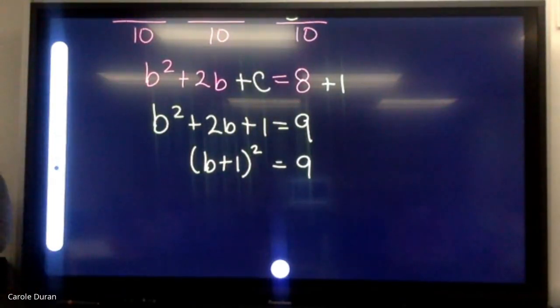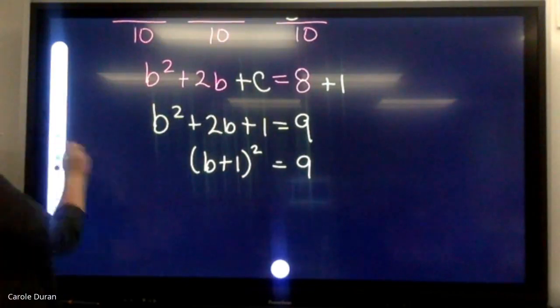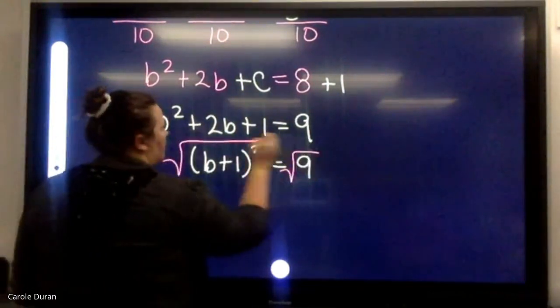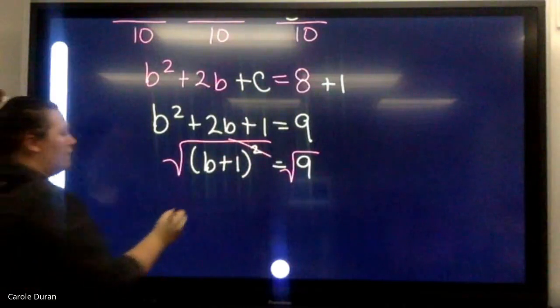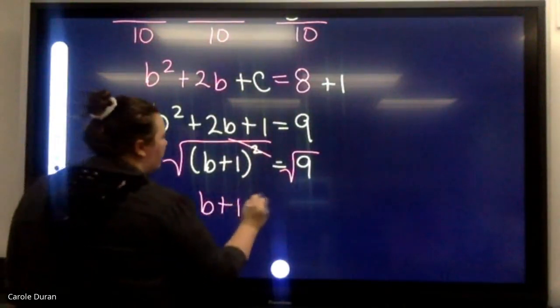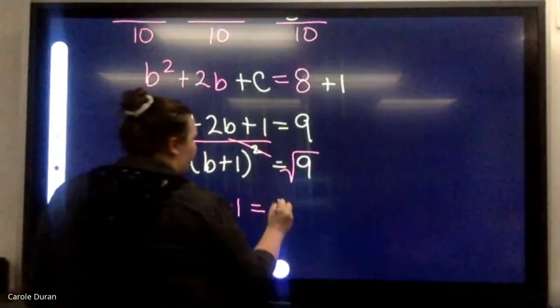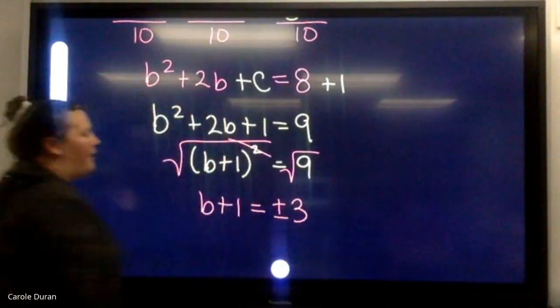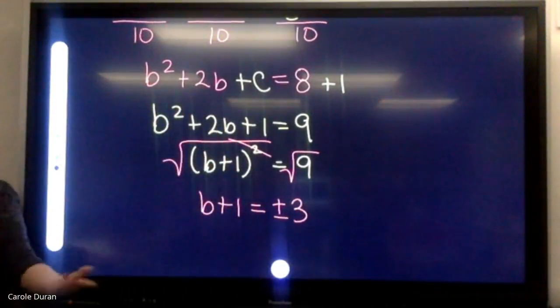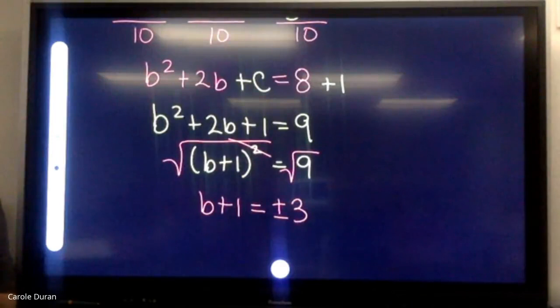So now I'd like to solve for b. Carly, how would I do that? Solve for b. What am I going to do? Square root both sides. Square root and a square cancel, and I get b plus 1 equals, what's the square root of 9? 3 and plus and minus 3. So 3 and negative 3. It just so happens that 9 is a perfect square, so the square root of it is a whole number.